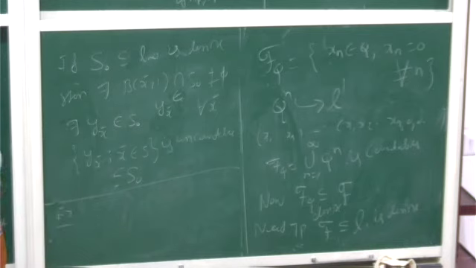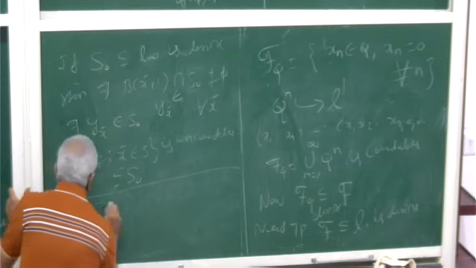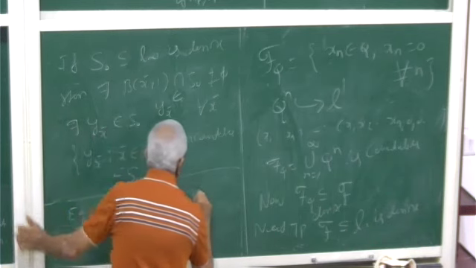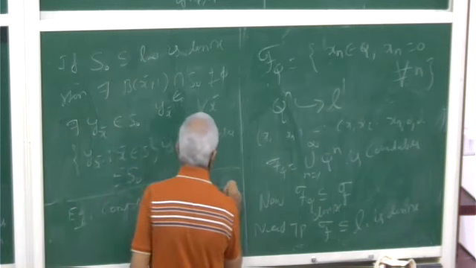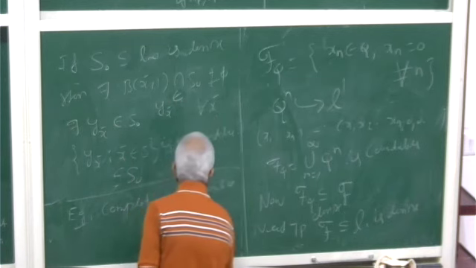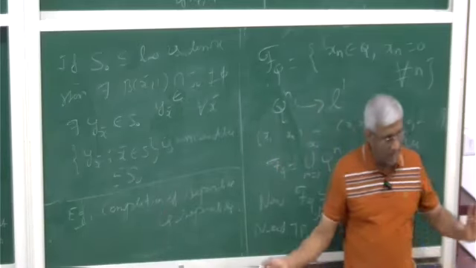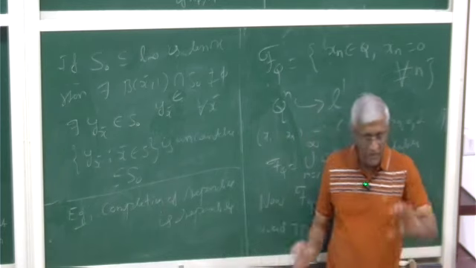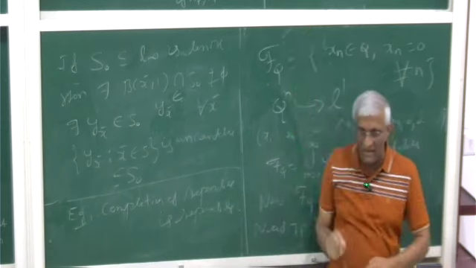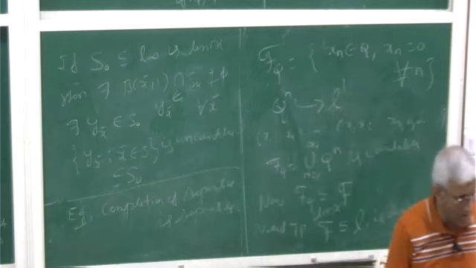Another example, by the same argument, is the completion of a separable metric space. The completion of a separable metric space is separable, because the same set will work. If S is contained in X, which is contained in X bar, and S is dense in X, and X is dense in X bar, then S is dense in X bar. We have used that, so this is true.